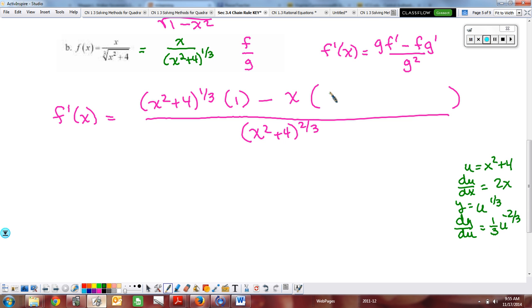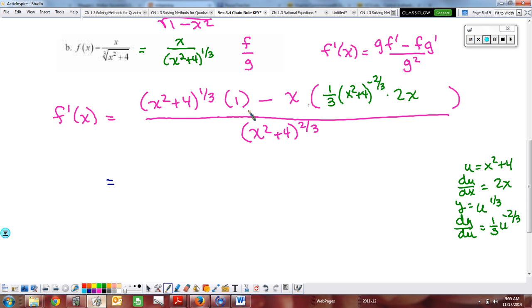Now I come up here and I do it. So I have 1/3 my u, x squared plus 4, to the negative 2/3 times du dx, 2x. So that gets us to this. That's the taking the derivative. Now we're ready to go to simplifying. And again, factored form, one fraction. I already have it in a fraction.